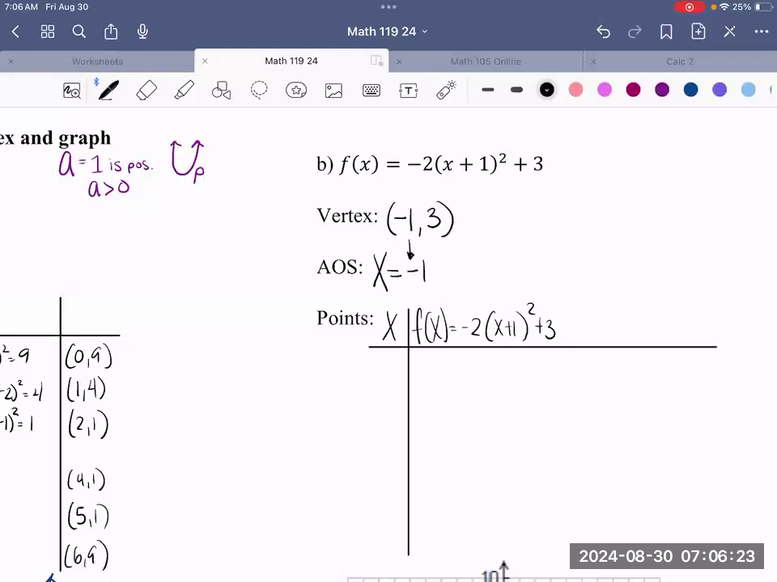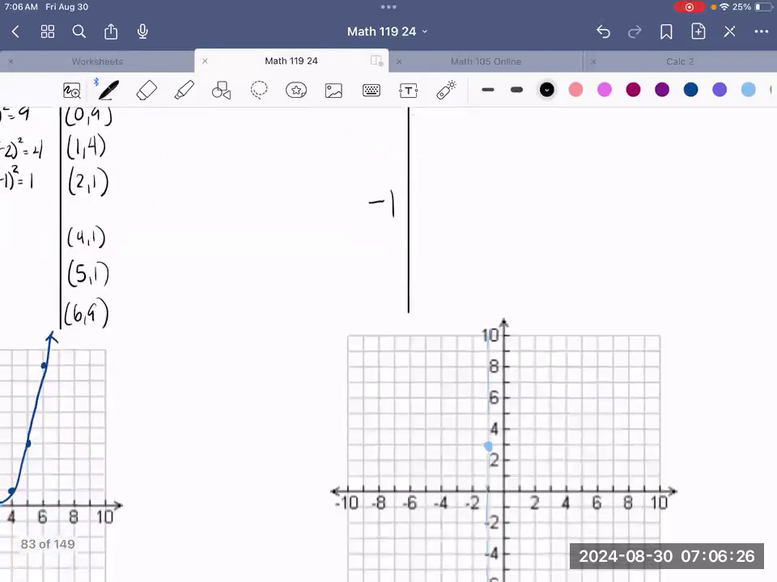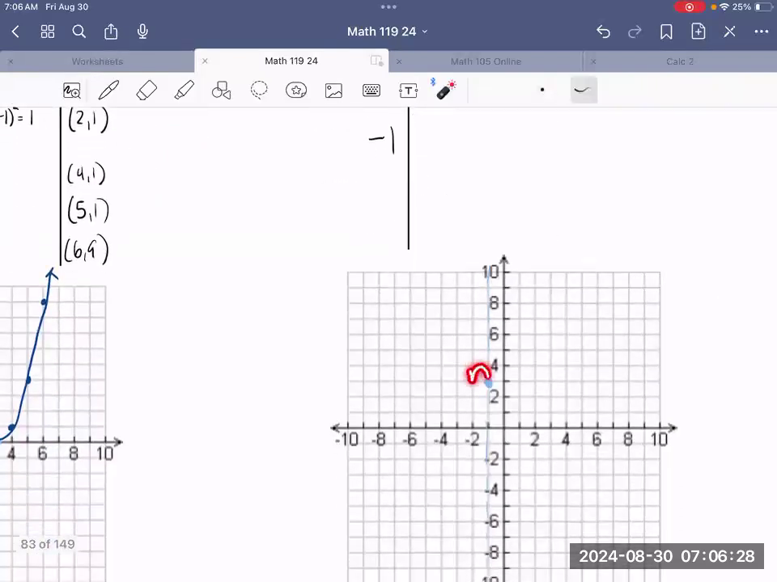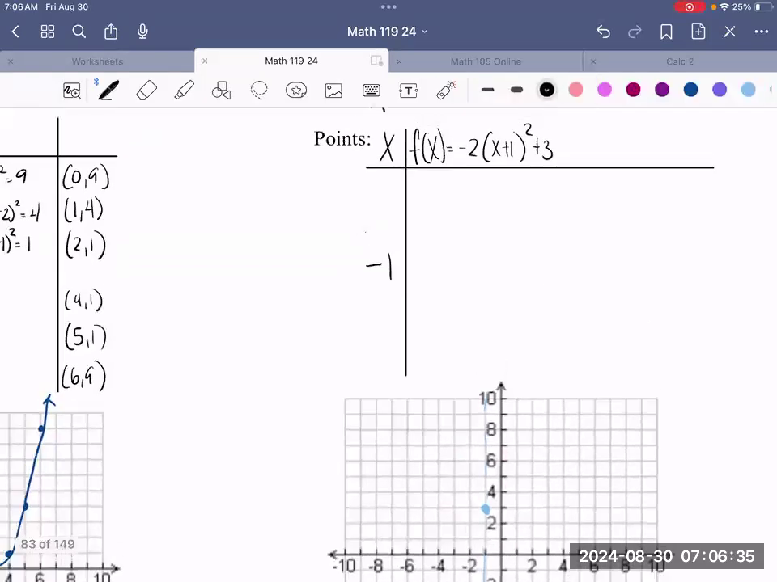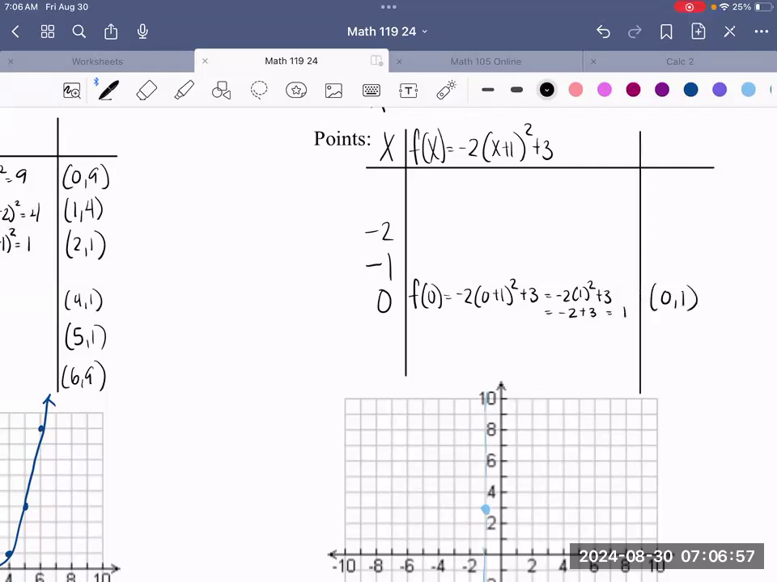Okay. So if we have -1 here, thinking about going 1 to the left and 1 to the right, that puts us at putting in -2 and 0. So I might choose to do 0 into my function: -2 times (0 + 1) squared plus 3, which is negative 2 times 1 squared plus 3, which is negative 2 plus 3, or just 1. So we have the point (0, 1) when we plug in a 0.